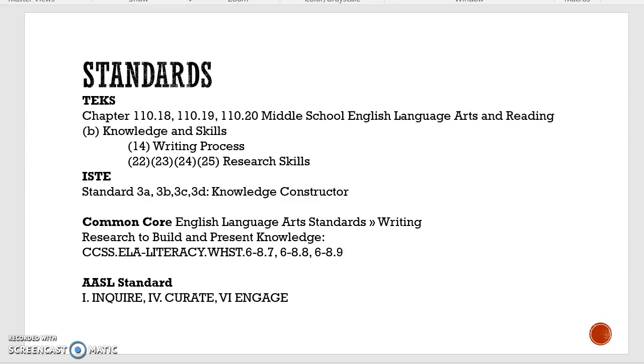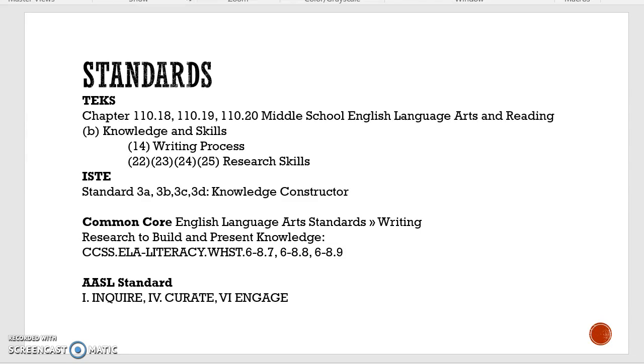This lesson covers the following standards for middle school: the Texas Essential Knowledge and Skills, English, Language Arts, and Reading, Writing, and Research Skills. The International Society for Technology and Education Standard 3, Knowledge Constructor, where students employ research strategies and collect information to build knowledge. The Common Core English Language Arts Standards for writing and research to build and present knowledge.